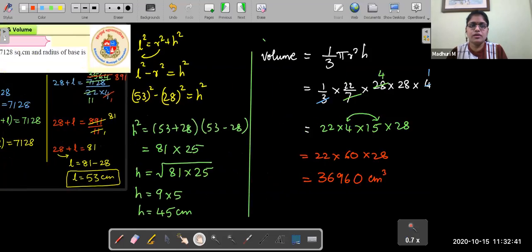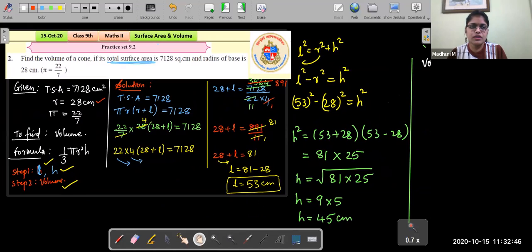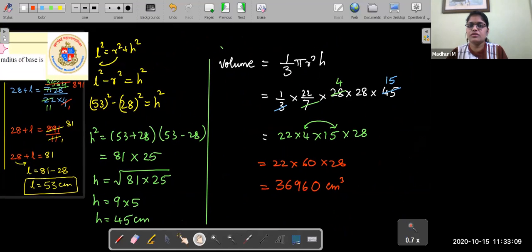Fine. So we will take a complete look at what we did on this problem. This problem can be asked for 3 to 4 marks. We are given the total surface area and we have to find the volume. So we start with whatever is given. Total surface area gives us the slant height. Using the slant height and radius, we solve to find the height, which is 45. And then finally, we find the volume by using the formula 1/3 pi r squared h.